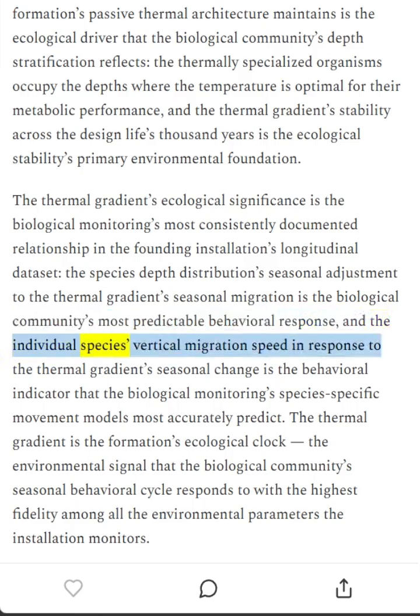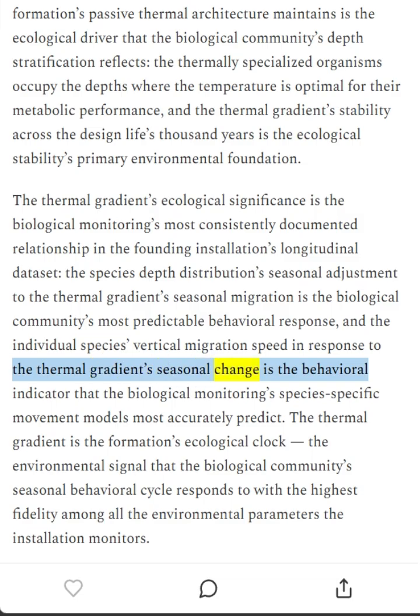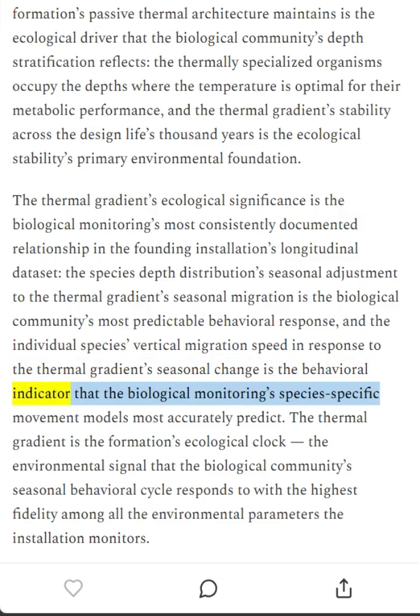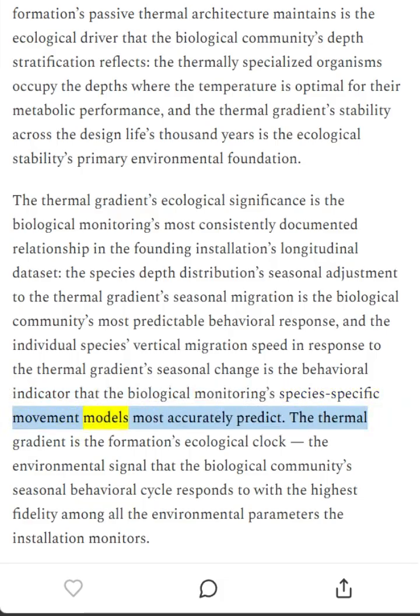And the individual species' vertical migration speed in response to the thermal gradient's seasonal change is the behavioral indicator that the biological monitoring's species-specific movement models most accurately predict. The thermal gradient is the formation's ecological clock, the environmental signal that the biological community's seasonal behavioral cycle responds to with the highest fidelity among all the environmental parameters the installation monitors.